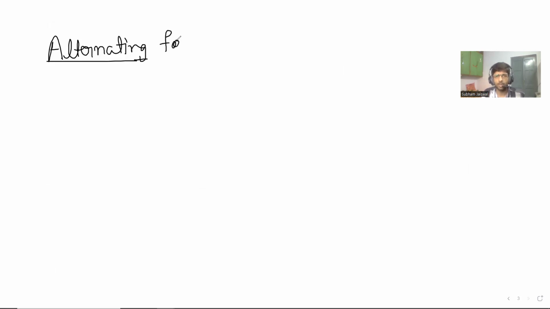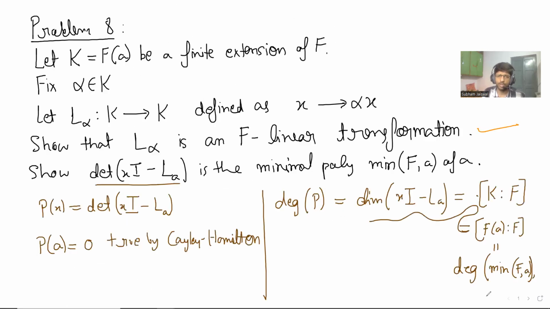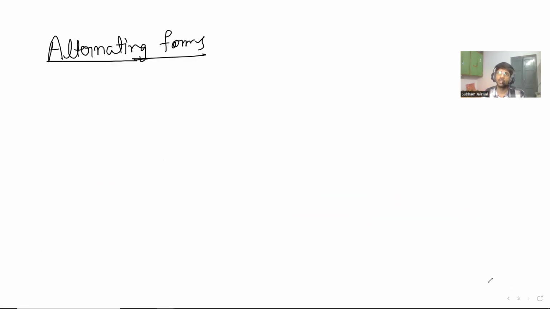But I will just say something about alternating forms. Why we are doing all this is to get an interpretation of the determinant, a basis-free interpretation of the determinant. These are deep and very important things in mathematics, other than maybe being very fascinating.